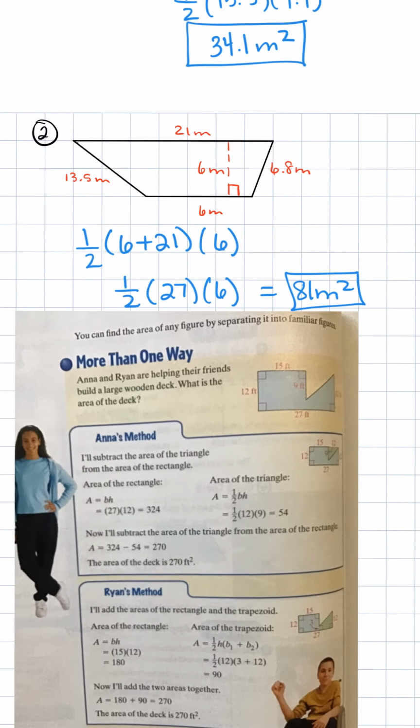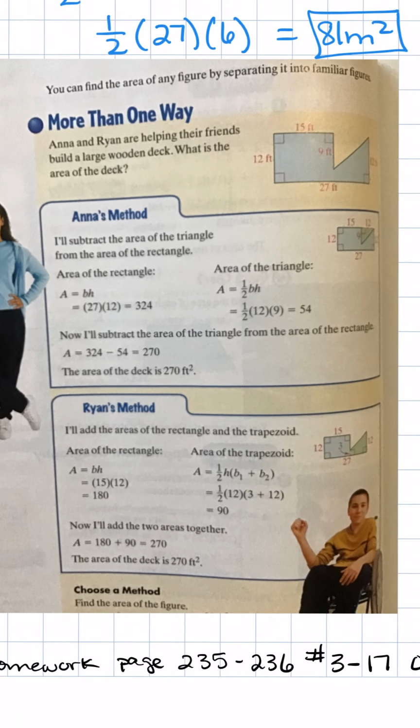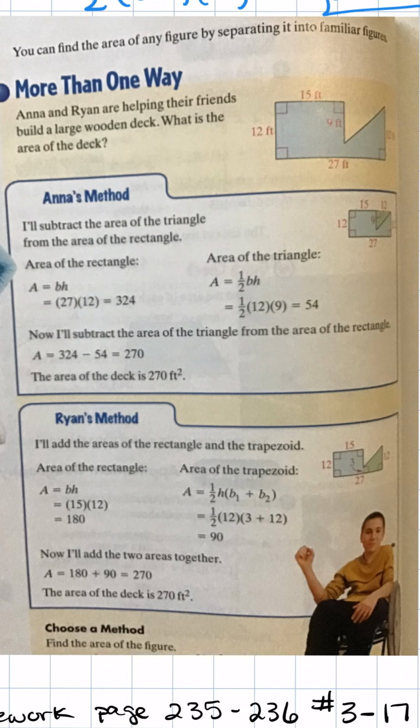Okay, so let's take a look at this. There is more than one way to do this. Anna and Ryan are helping their friend build a large wooden deck. What is the area of the deck? And it shows you a picture of it here. Anna's method, she says, I'll subtract the area of the triangle from the area of the rectangle. So she's going to find the area of the entire rectangle, and then she'll subtract out the area of the triangle.